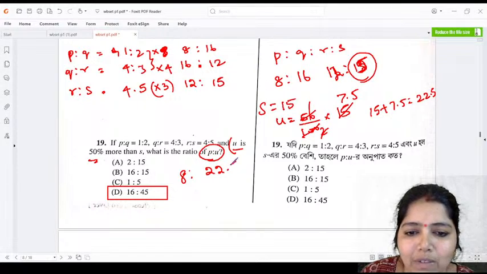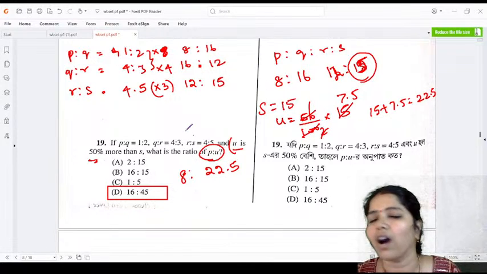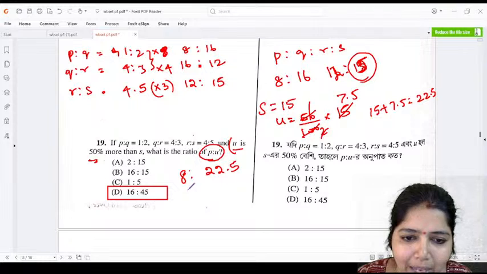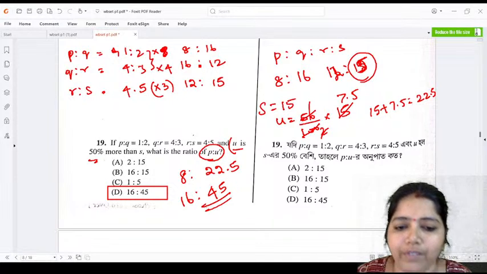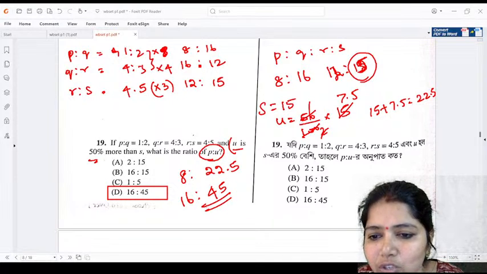You can ask, ma'am, it is not in the option, so will this be a dropped question? No, we can make it, right? We can make any of the options like multiplying commonly by 2. This will become 16 is to 40. This will become 16 is to 45.